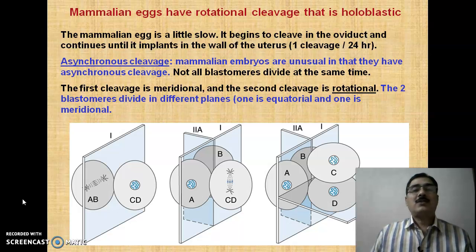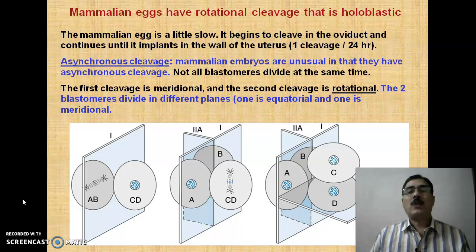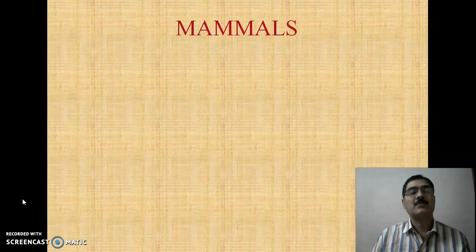The two blastomeres divide in different planes, one in the equatorial plane and the other in the meridional plane, as you can see in this slide also. The first figure shows the first division, the second shows there is division in the second A, and later on the division of second B is taking place, and the planes are different in second A and second B. It means the cell division or the cleavage is asynchronous.